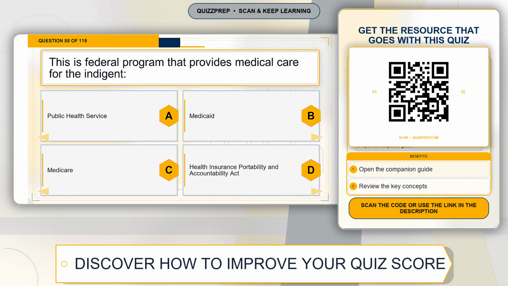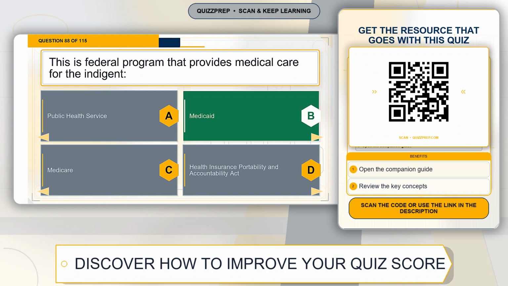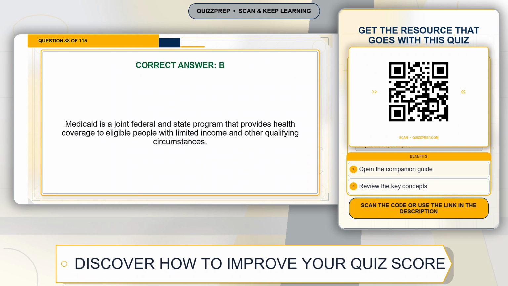Question 88. This is a federal program that provides medical care for the indigent. Option A, Public Health Service. Option B, Medicaid. Option C, Medicare. Option D, Health Insurance Portability and Accountability Act. The correct answer is option B, Medicaid. Explanation. Medicaid is a joint federal and state program that provides health coverage to eligible people with limited income and other qualifying circumstances.